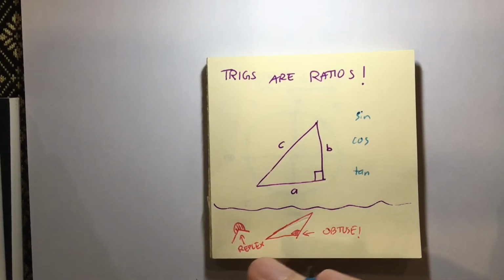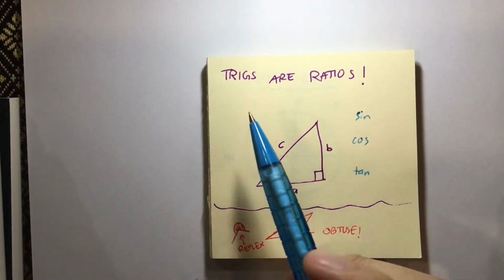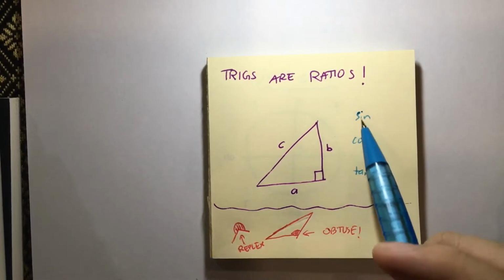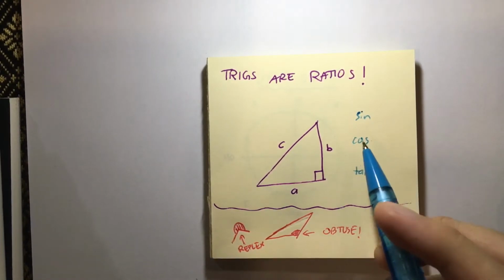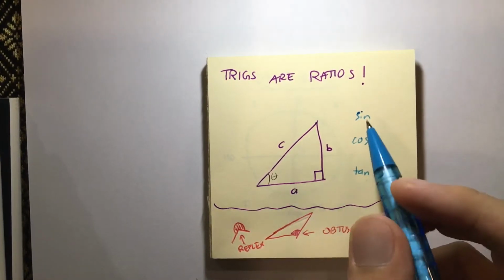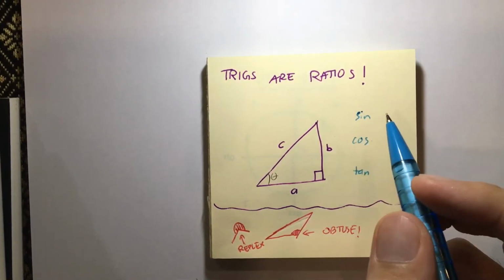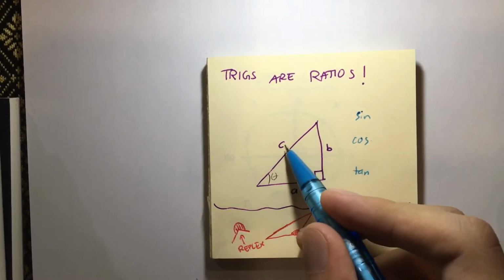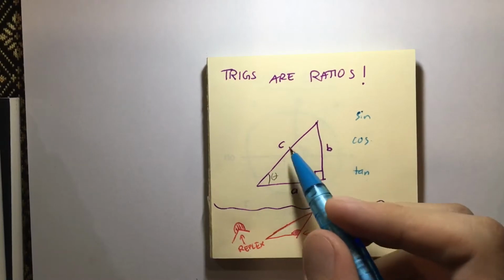Okay, hey guys. Today I'm going to explain trigonometry, the four quadrants, and trigonometric graphs. First things first, I think you're all pretty familiar that trigs are ratios. So sine, cos, and tan are basically ratios of sides of a triangle. Let's say this is my theta. Sine would be opposite over hypotenuse. So the opposite of theta is b, and the hypotenuse is c. So sine theta would be b over c, right?